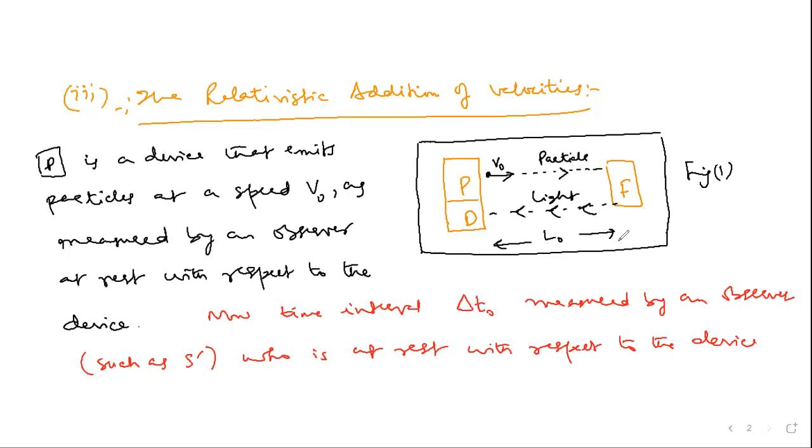Remember, this device is carried by the observer S prime, who is on a train moving at velocity u in this direction relative to observer S staying on the ground, right? So S prime is moving with the device relative to S. S is at ground, right? So the time interval delta t naught measured by an observer such as S prime, who is at rest with respect to the device, consists of two parts.